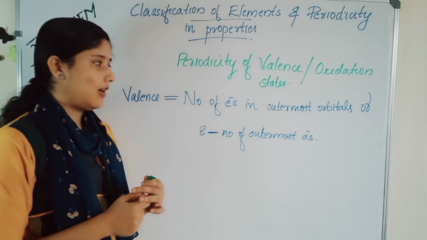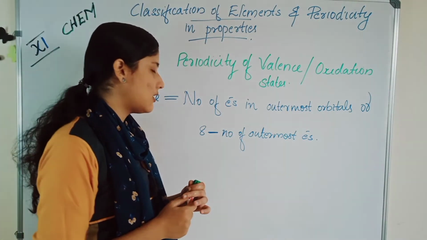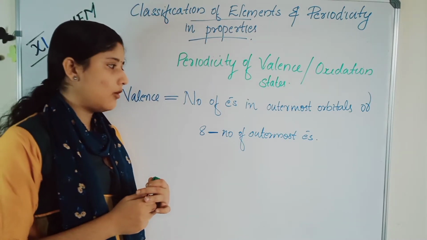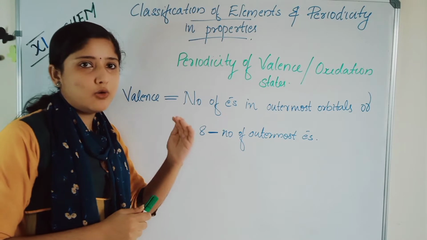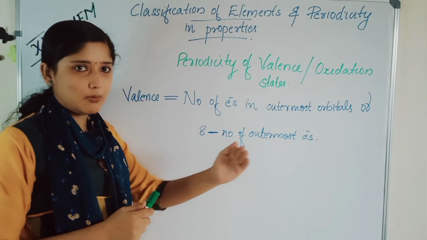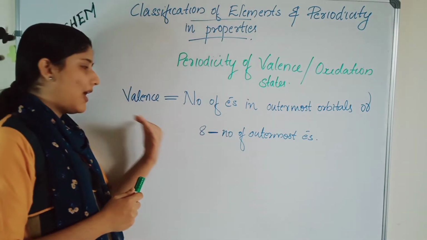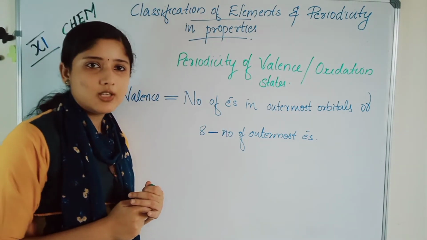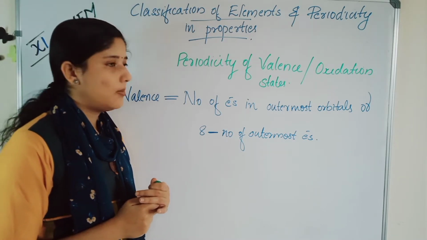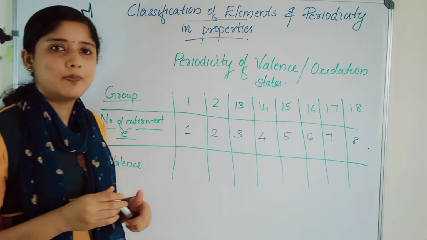Valence can be defined as the number of electrons in the outermost orbitals, or 8 minus the number of outermost electrons. What are the number of electrons that are present in the outer orbital only? That is represented by valence, or nowadays we are using the term oxidation state. Remember, it is the number of electrons in the outermost shell.